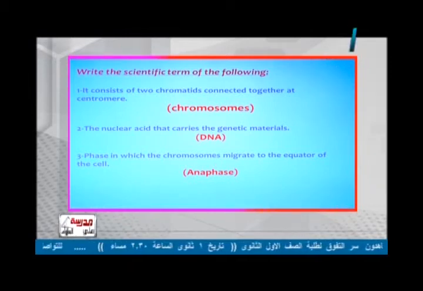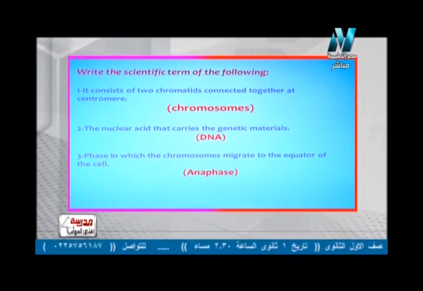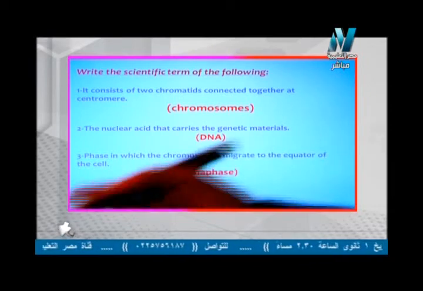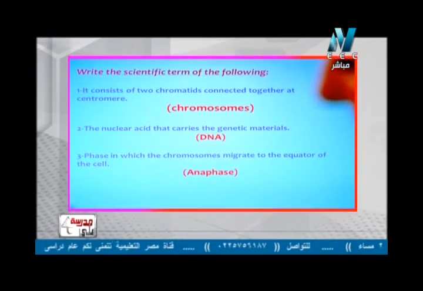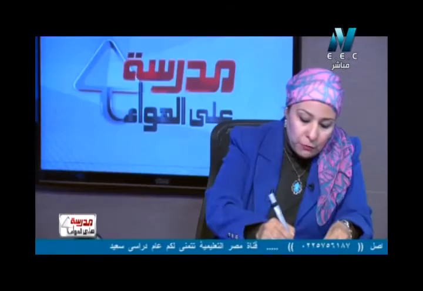Now I am going to draw different phases and we'll answer the phases together. This is one of the phases.